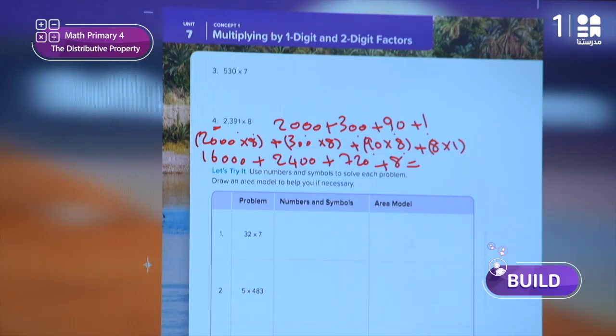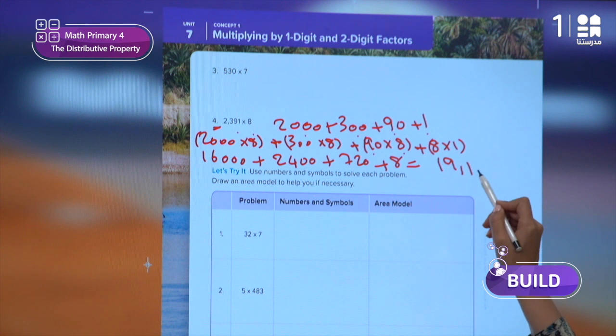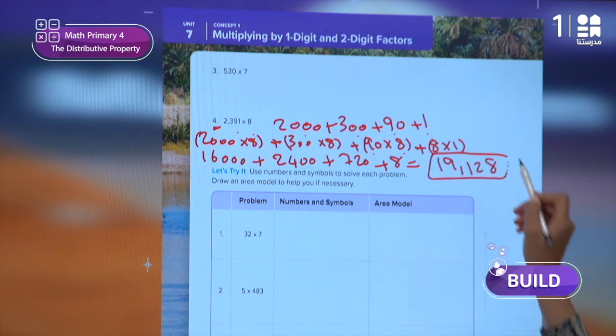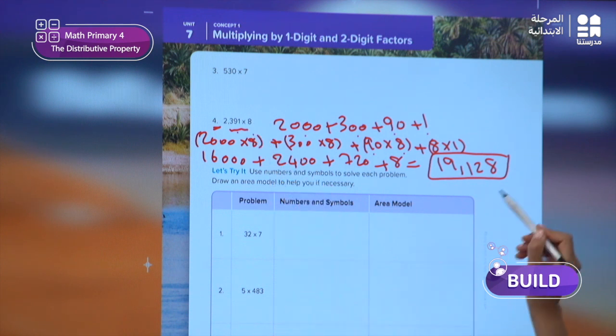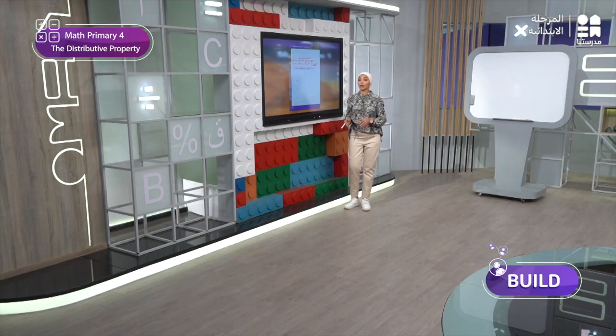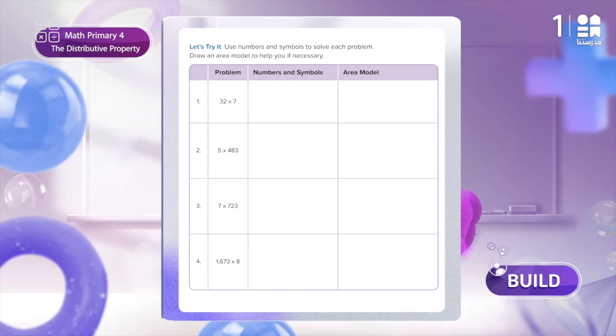And then I will add all these numbers to get the result, which is 19,128, and this is my final answer. That means 2,391 times 8 gives me 19,128. And now let's move to the second part in the Build on page 266, and let's solve it all together on the board.